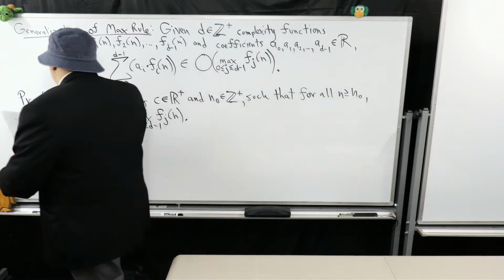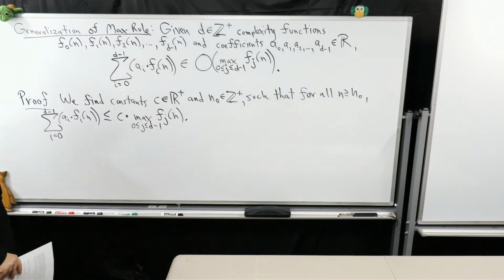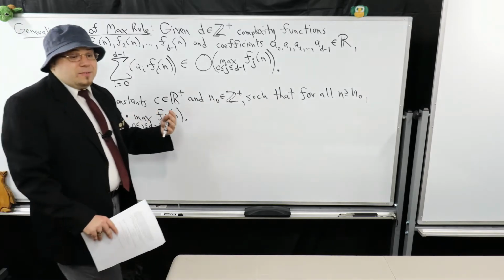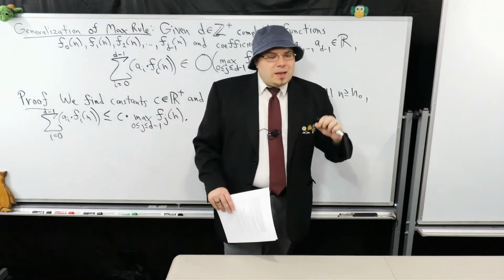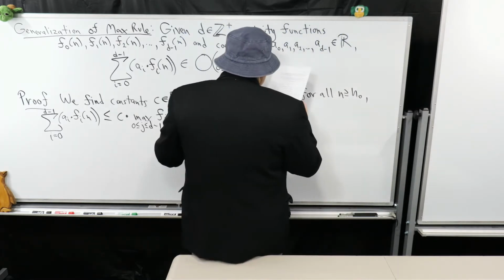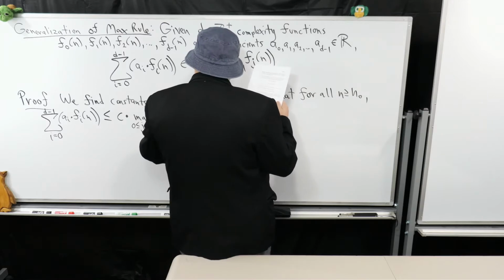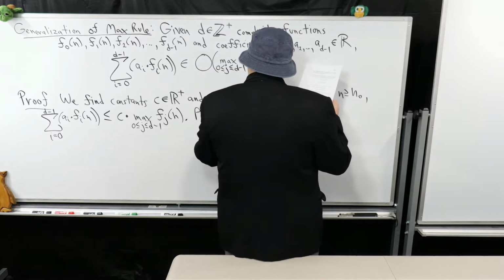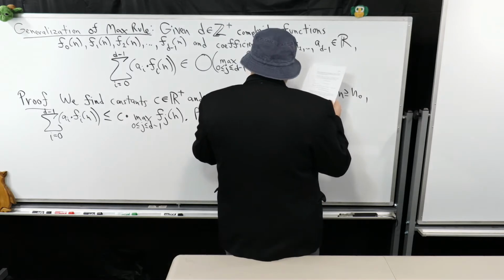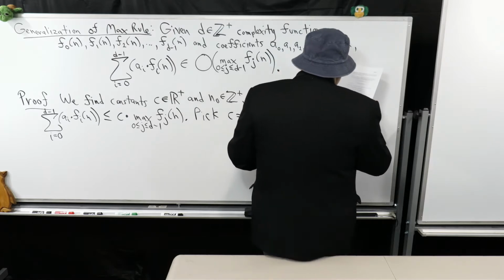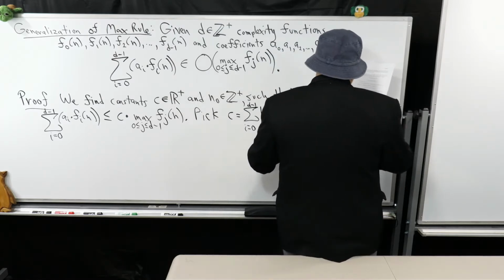That's why. So what if I were to take, now remember, these a sub i things can all be real numbers, so they may possibly be negative. So what I'm going to do is, in fact, take the absolute value of them. So I'm going to add up over them. I'm going to pick C to be the sum from i equals 0 to d minus 1 of the absolute value of a sub i.